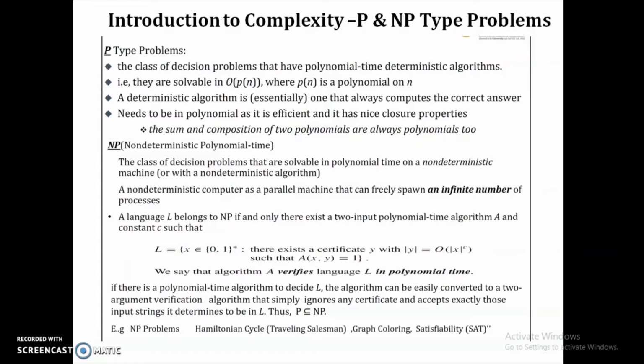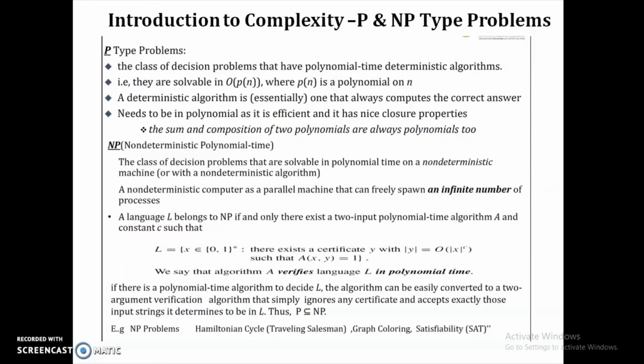So for verifying, we need an algorithm which will run the program and check, for the given input string, whether this non-deterministic polynomial time algorithm is correctly producing the output. And if that verification takes polynomial time, then you can say that this is verifiable in polynomial time.